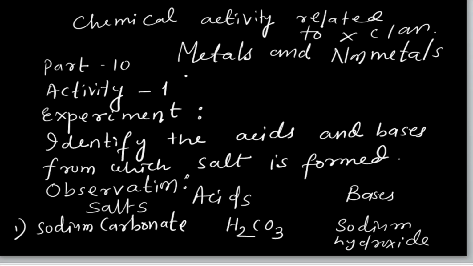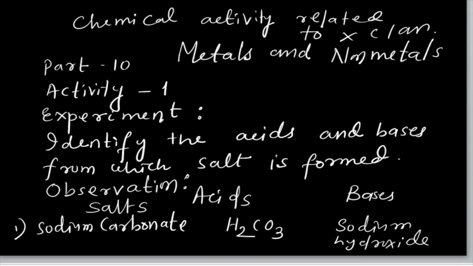Now I am going to explain the topic chemical activity related to 10th class. The chapter is metals and non-metals. Already I have explained nine parts where the chapters chemical reactions and equations and acids, base and salt, and the third one is metal and non-metals. Here you will see the activity 1 and what is the experiment.